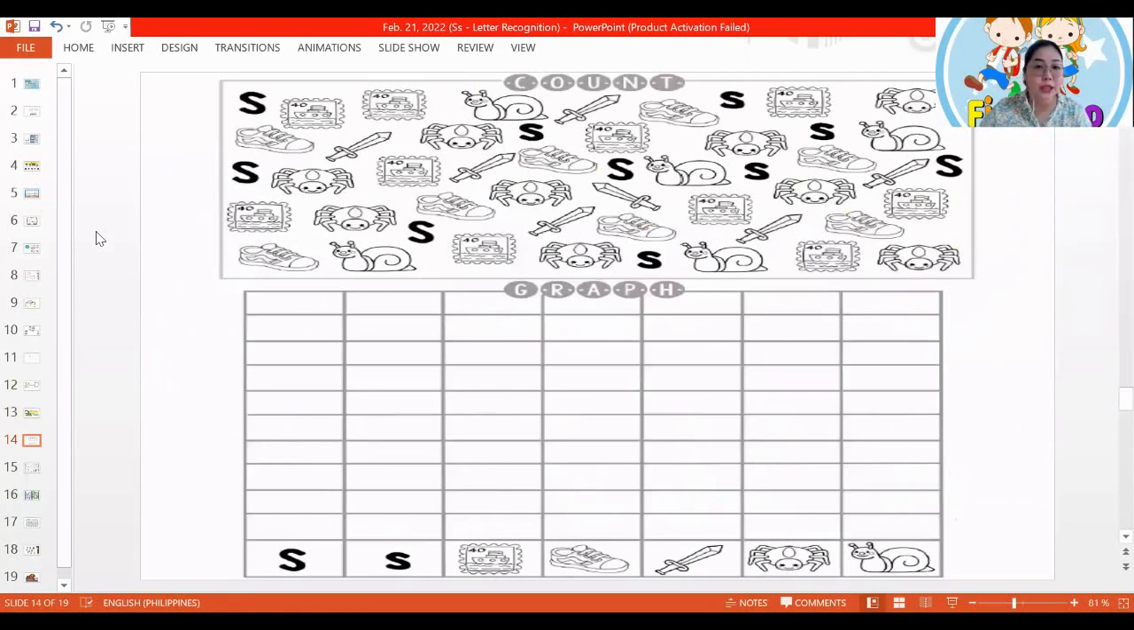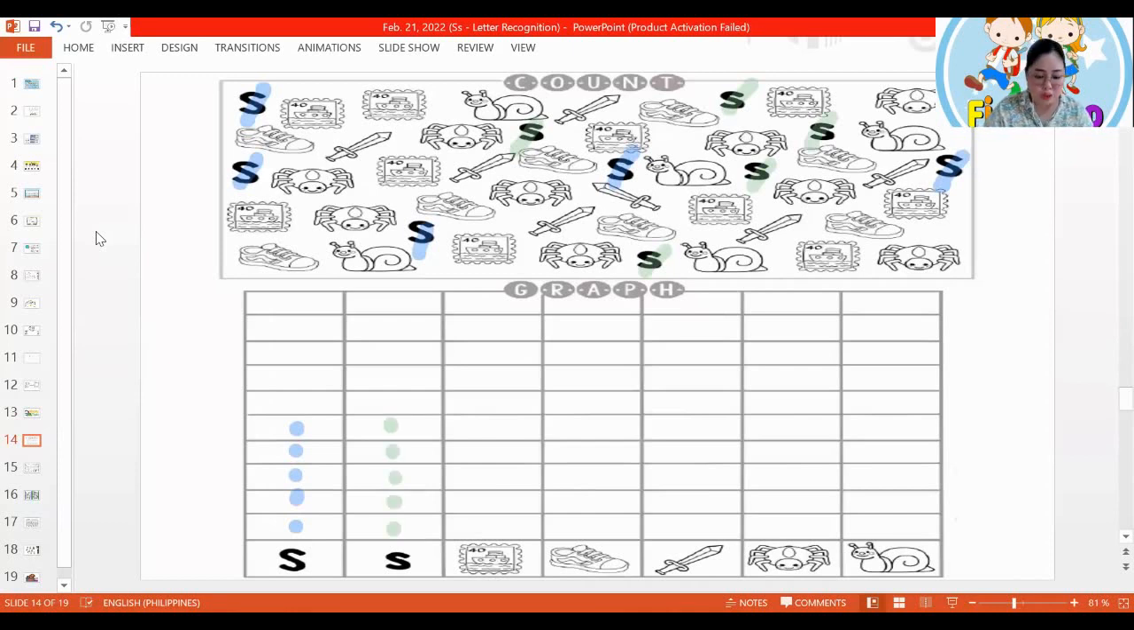Let's now count and graph. So let's start with our capital letter S first. Let's do this one together. 1, 2, 3, 4, 5. Now let's look for lowercase letter s. 1, 2, 3, 4, 5. Also 5.